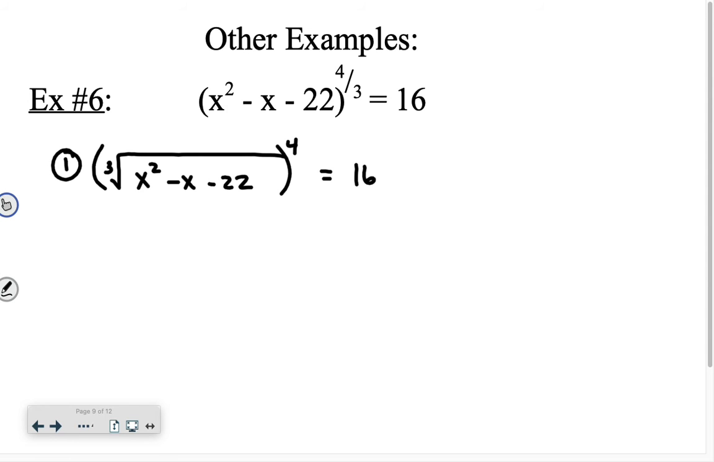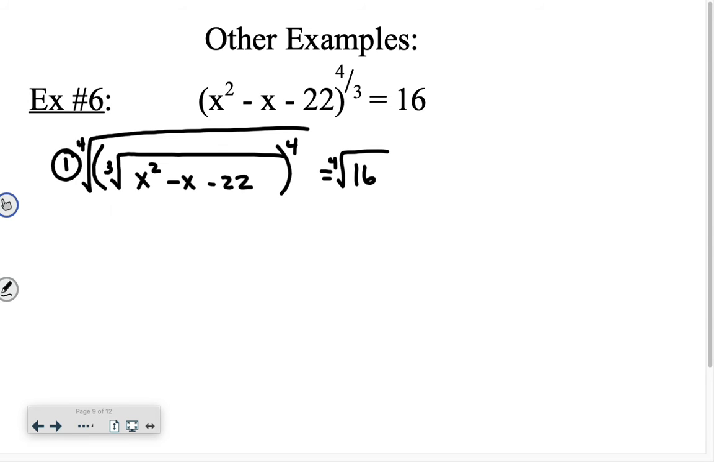Now, if we're trying to start to undo things, what would you undo first? What would you get rid of? What do you think? Where do we start? Triton, what do you think? Help me out. 4. Yeah. Start on the outside, work your way in. How do I get rid of the 4th power? Take the 4th root. Okay? We're going to take the 4th root of both sides. Let's start there.